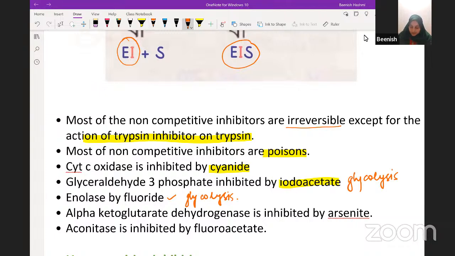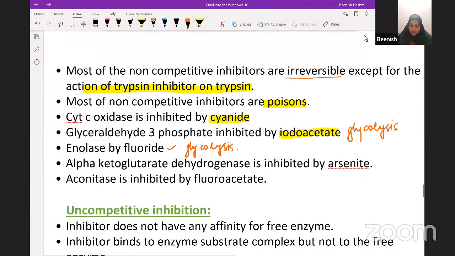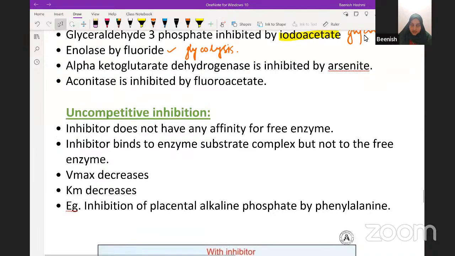Alpha ketoglutarate dehydrogenase is inhibited by arsenite. This has been taken up in TCA. Aconitase is inhibited by fluoroacetate, this enzyme is also involved in TCA. Okay, so that was about non-competitive inhibition.